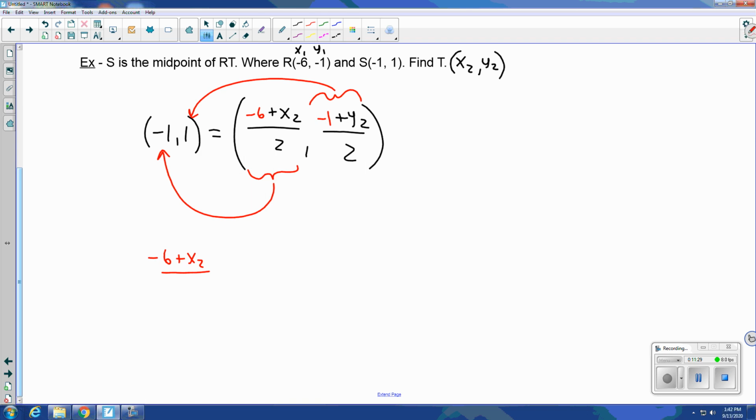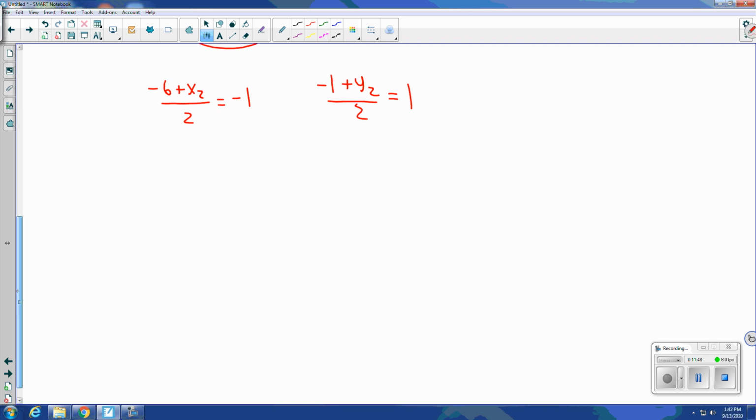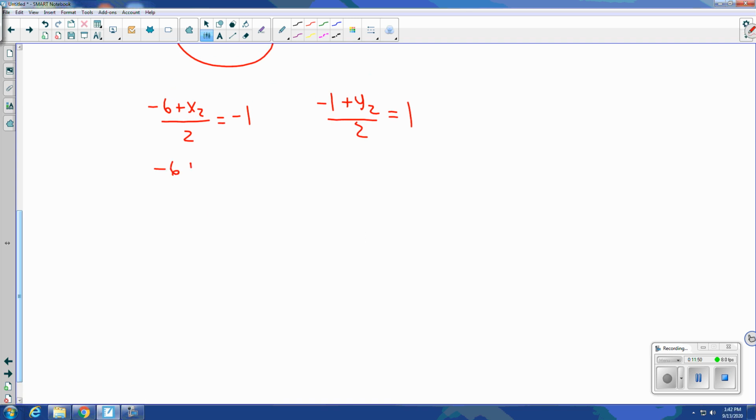So we're going to say this part of our midpoint formula we know should equal the x-coordinate of my midpoint, which is -1. And then the second piece of my midpoint formula we know should equal +1. And we're going to solve these two things separately, and they reveal the coordinate T. So we multiply both sides by 2, add 6, same procedure over here.